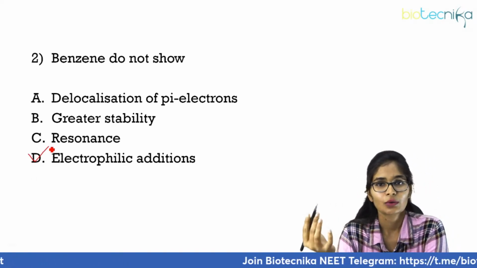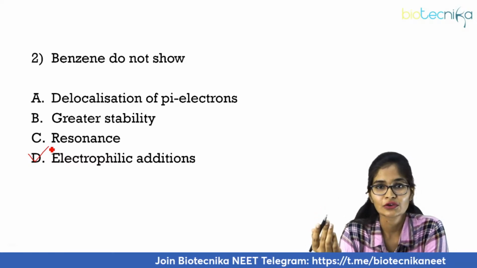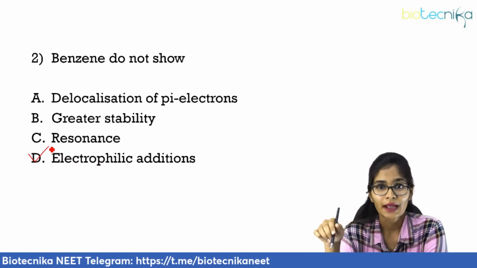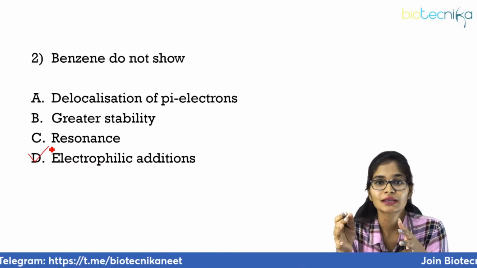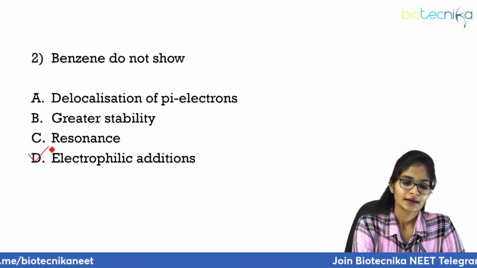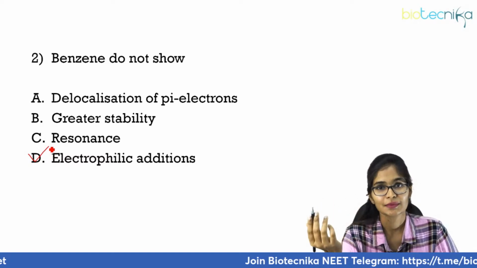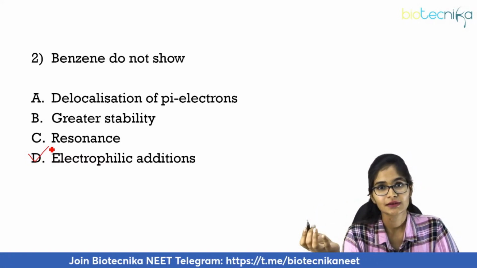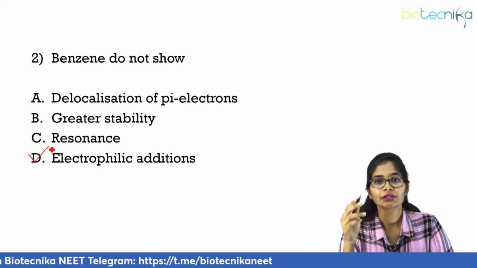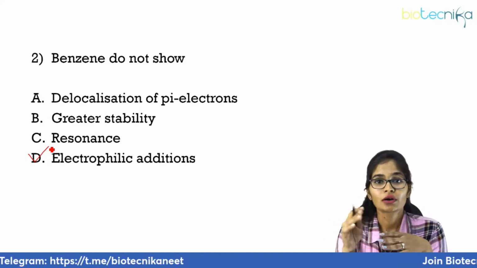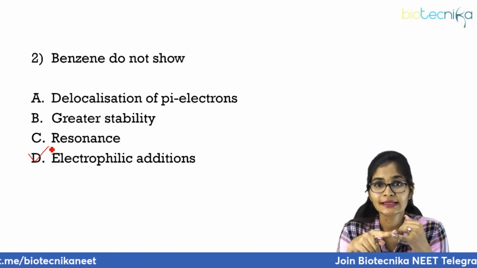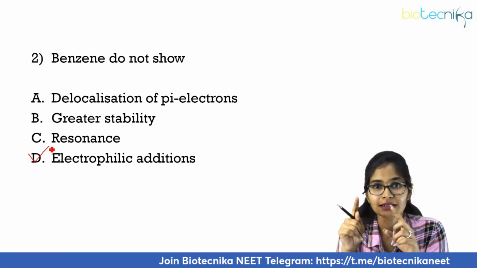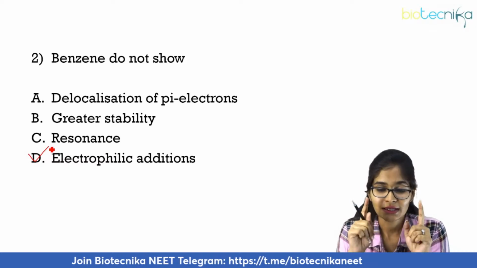Why? Because obviously we know that benzene has delocalization inside its ring, right? So the delocalization of the pi electrons, and because of that, it has so many properties. Secondly, it has greater stability because of the resonance. And the third option is resonance itself. Yes, obviously it has. And benzene will not undergo electrophilic additions easily; rather it will undergo electrophilic substitutions easily. In the chemical properties, you are going to study that in detail.